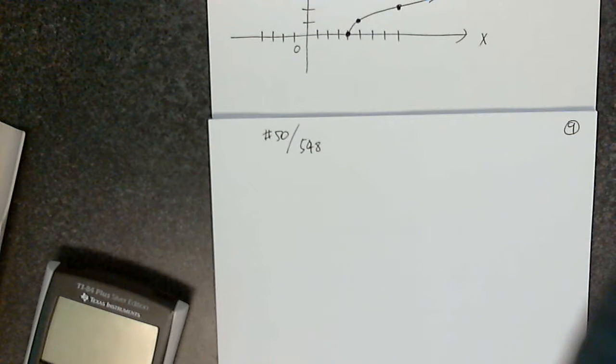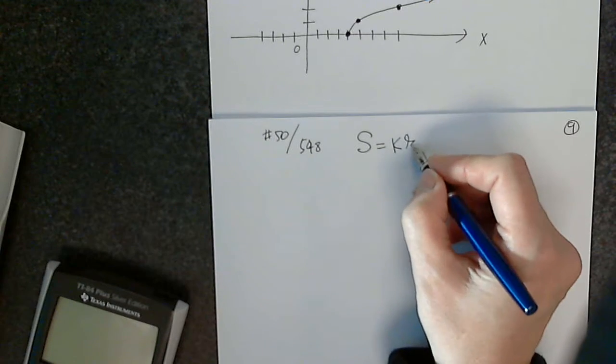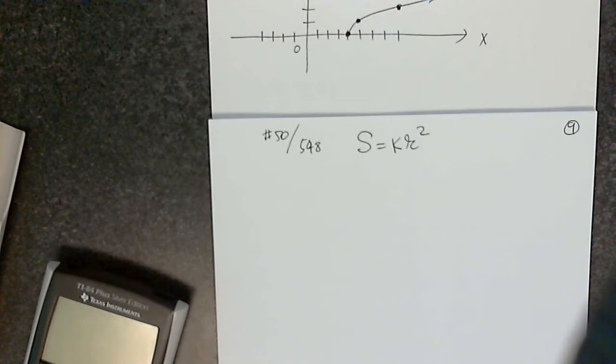Yes. The surface area, let's call it S, varies directly as the square of its radius. Let's call it R. So S varies directly as the square of R. K. There must be a constant of proportionality. So in any of these equations, we have to have a constant of proportionality, K.